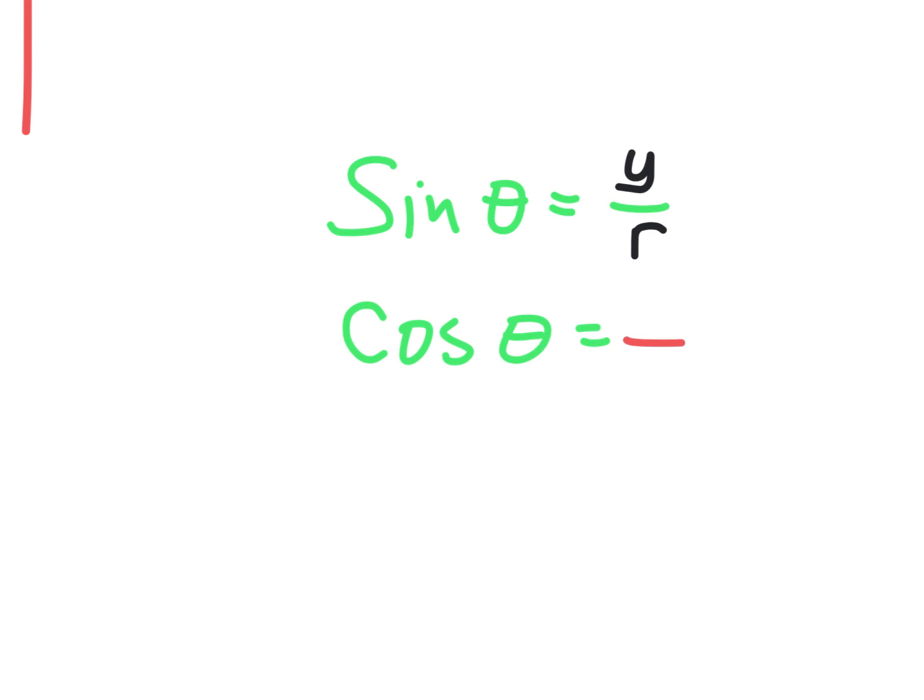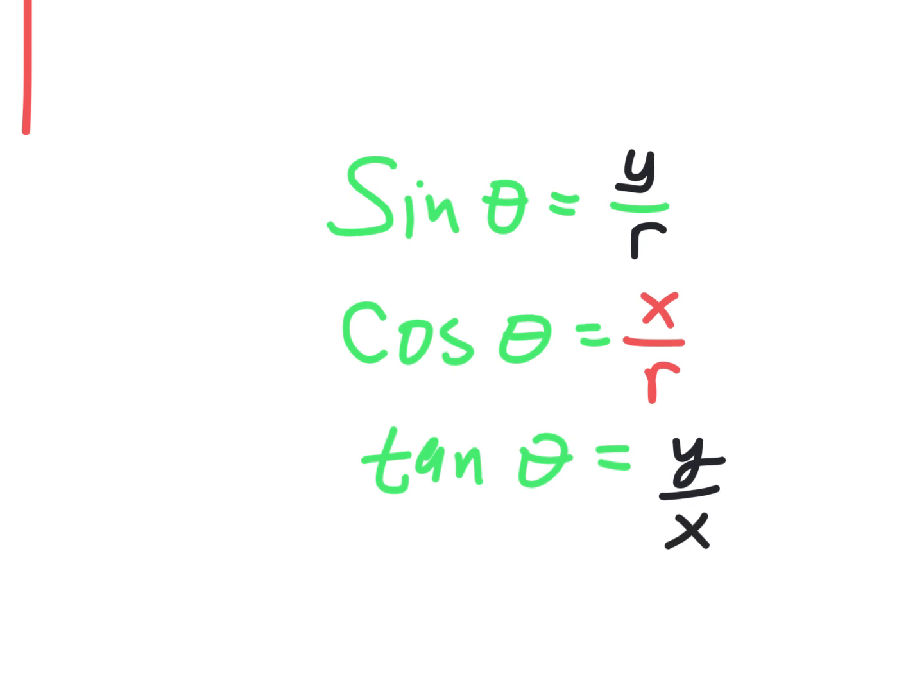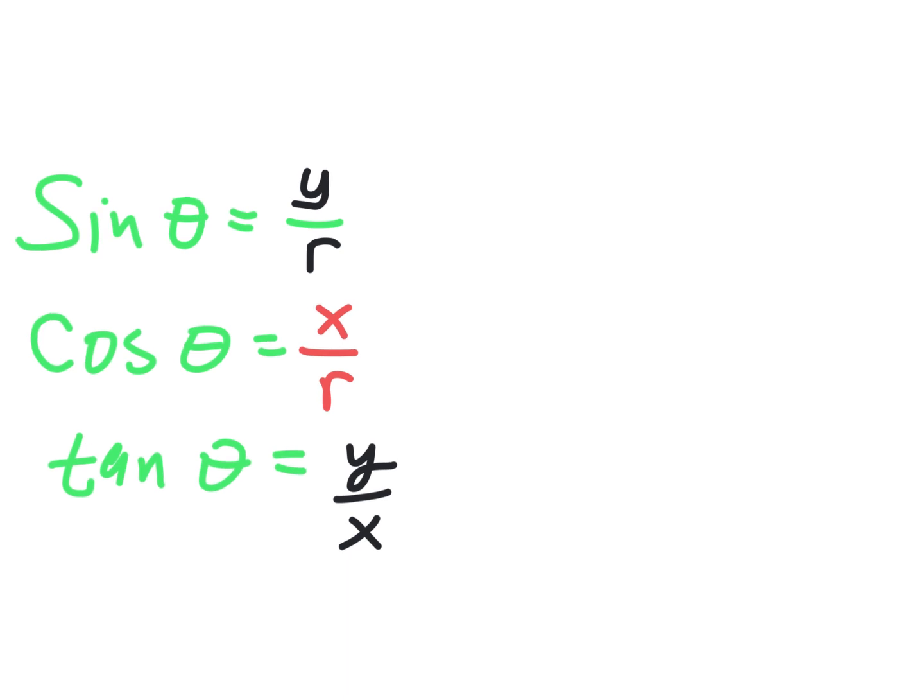So what's cosine? X over r. And then tangent, be careful, it's not over r this time. Y over x is correct. You have to memorize those. Now let me give you an example of when you might use that. Bonthius, have you got these written down yet? Good. Here's when you'd use it.